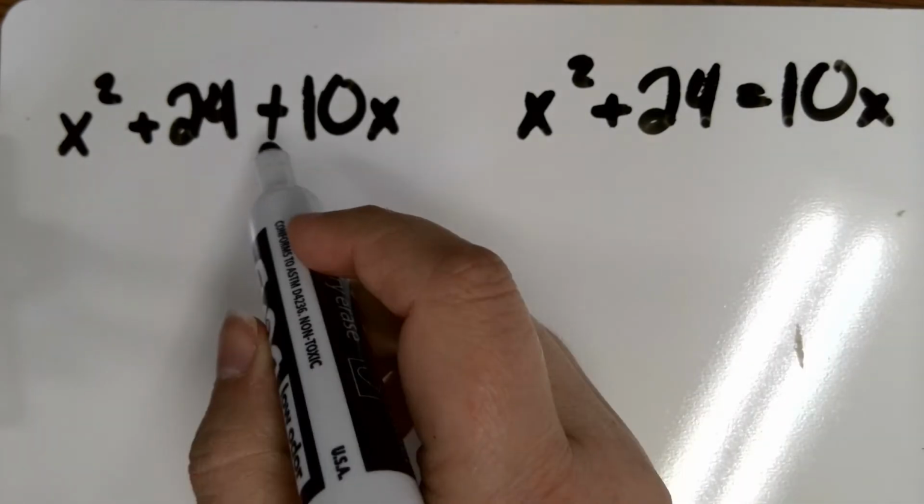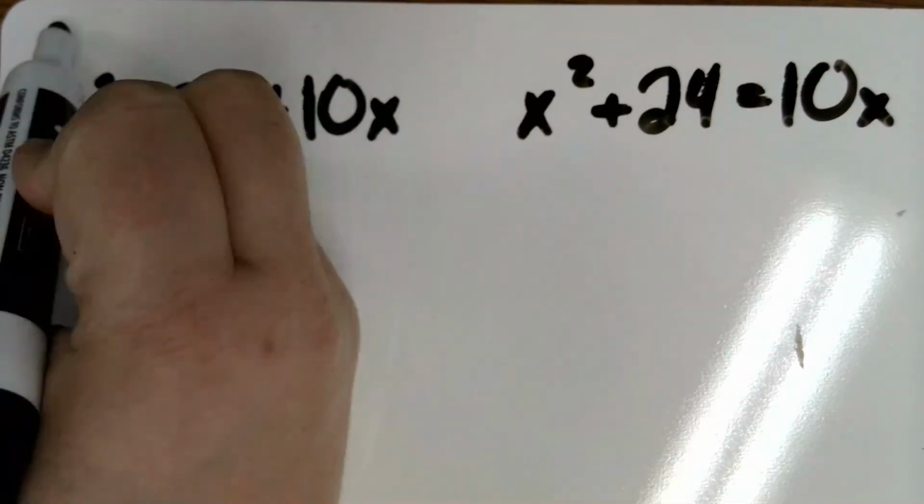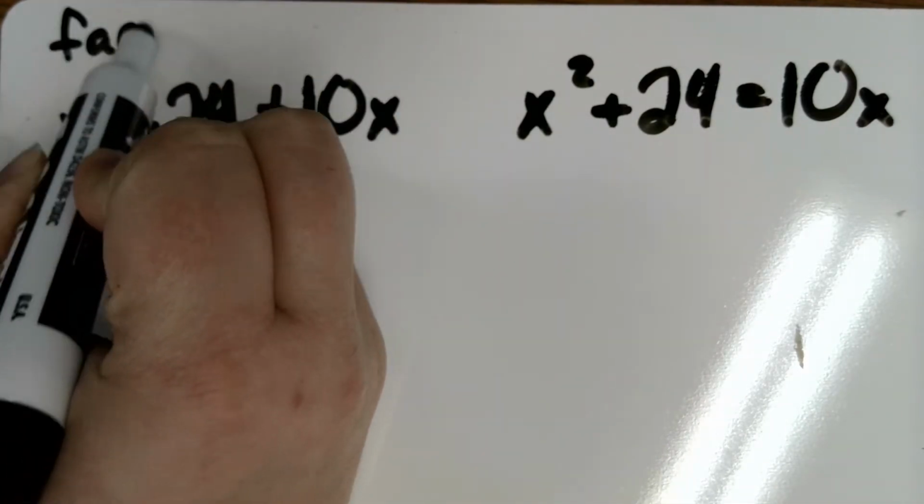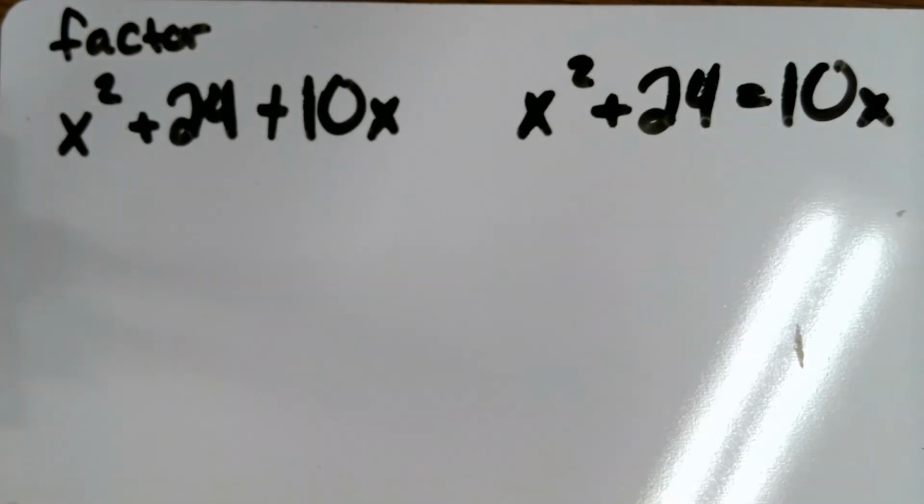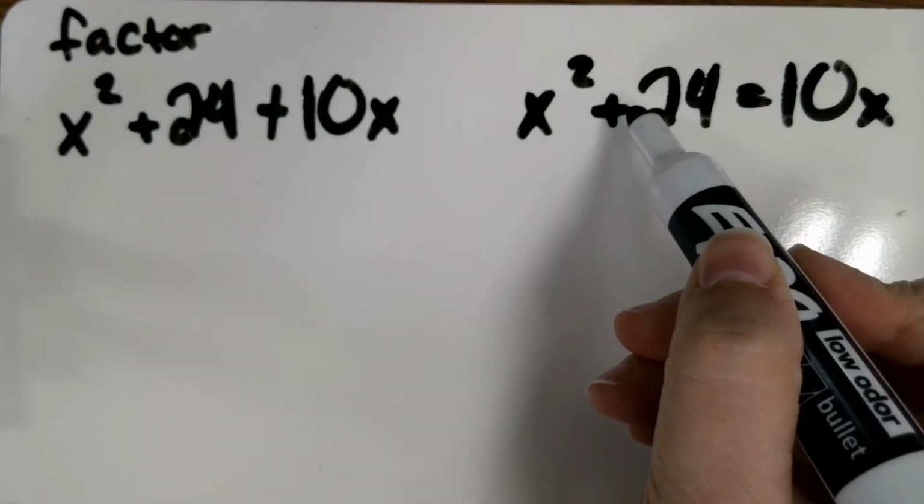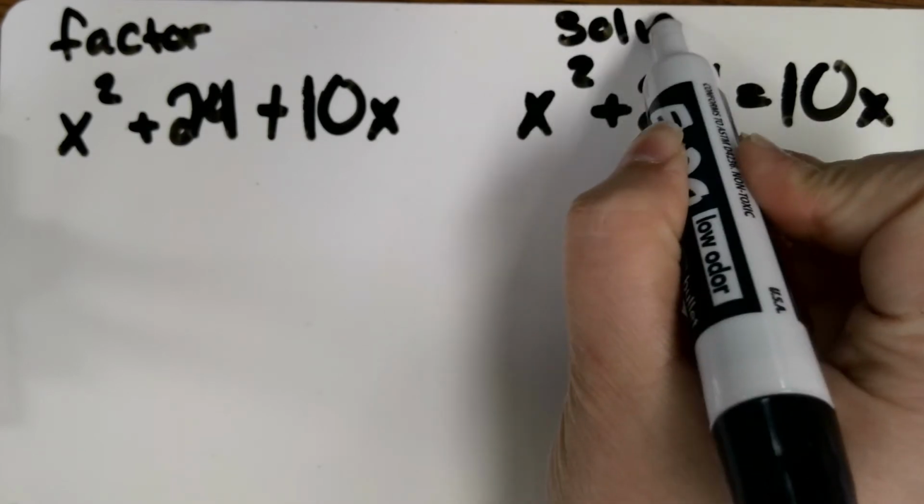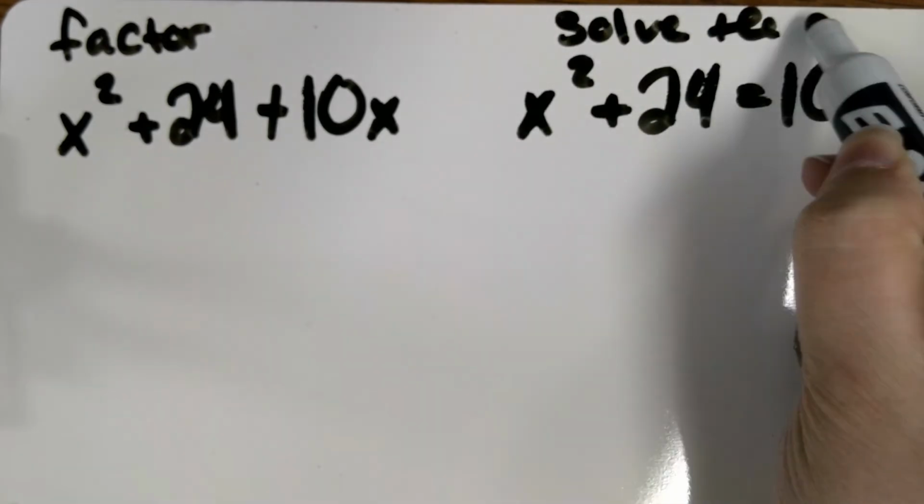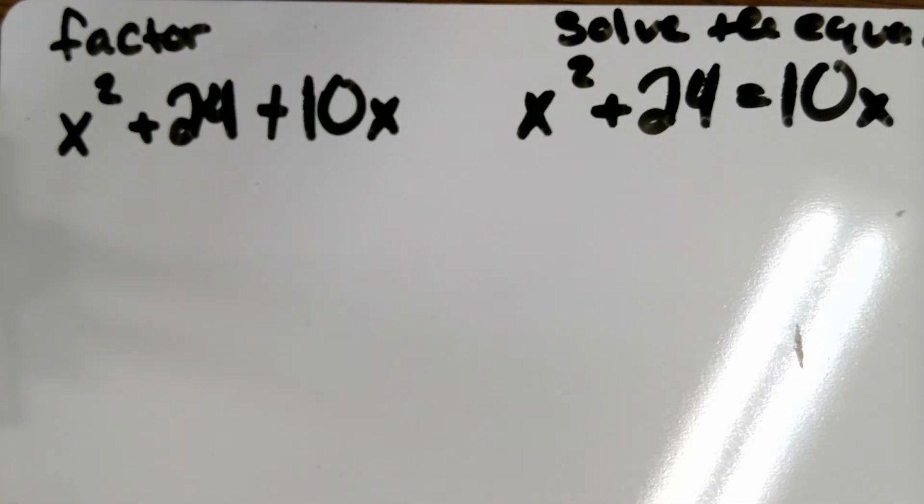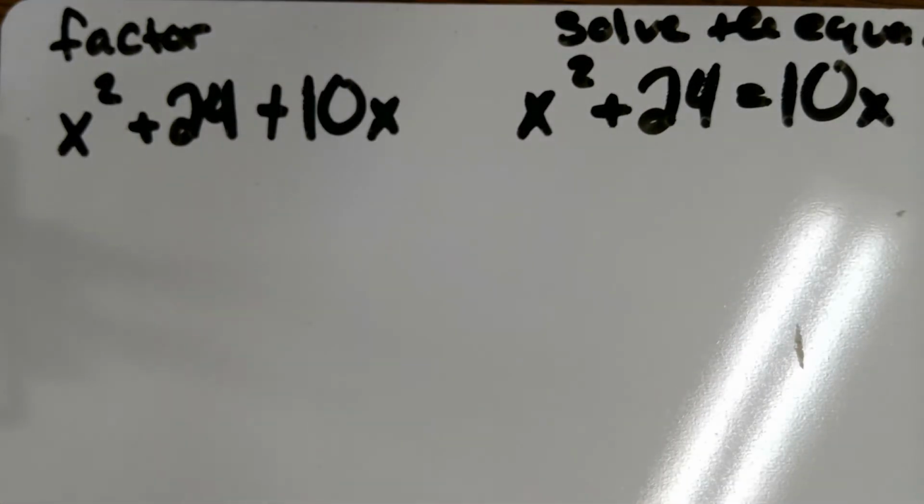For this one, your instructions are going to be different. They're going to say factor this polynomial. For this problem with this equal sign, they're going to tell you to solve the equation. Okay? That's the main difference between these two.